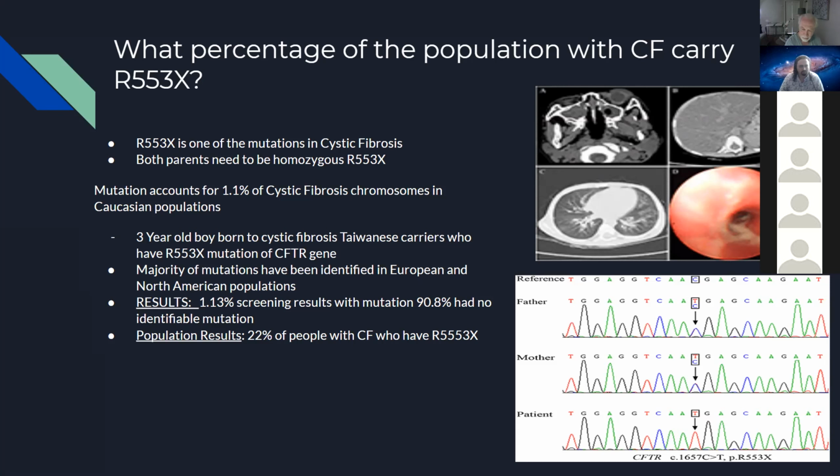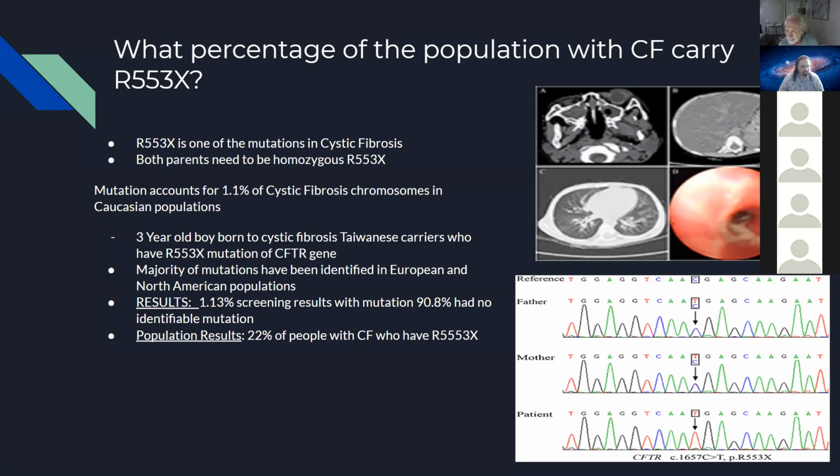So the article that I had read was talking about a 3-year-old Taiwanese boy who was actually found to have this mutation. And many doctors and researchers were very shocked to find this in him because, like I said, the majority of the people who have this mutation are either from European or North American descent. And I found more evidence.